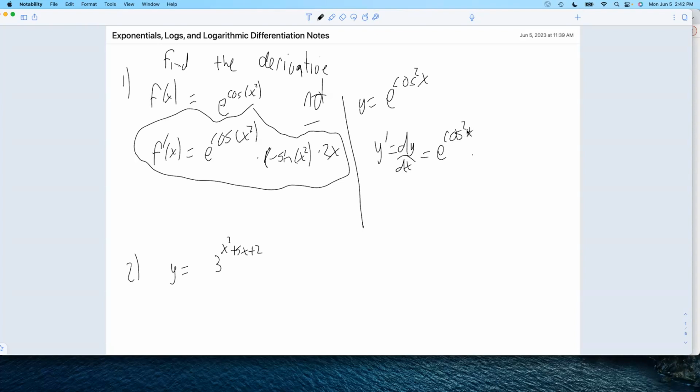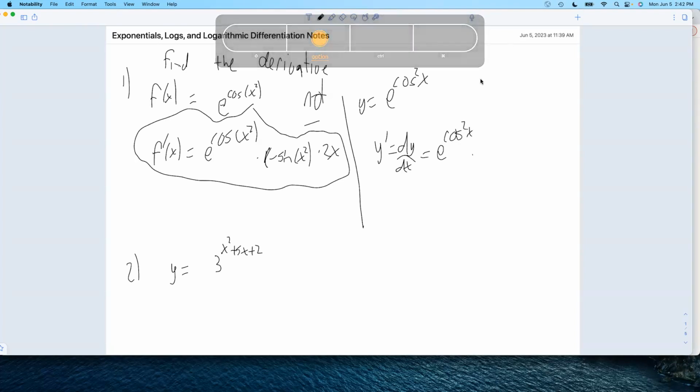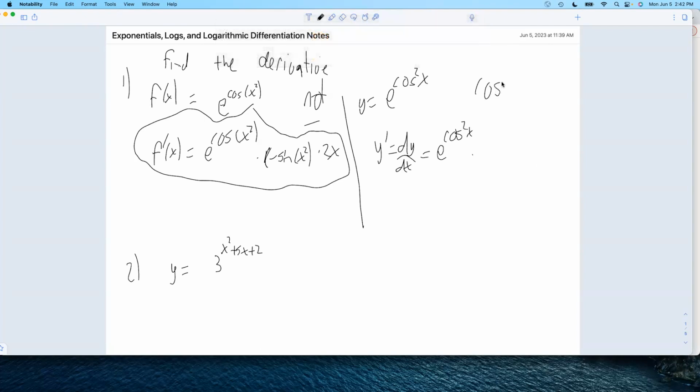The derivative of cosine squared, we've got to think of that guy as cosine to the second power. His derivative is bring the 2 down, leave the inside alone, drop that exponent down by 1, times the derivative of the inside. In this case, derivative of cosine is negative sine. So we get completely different answers.